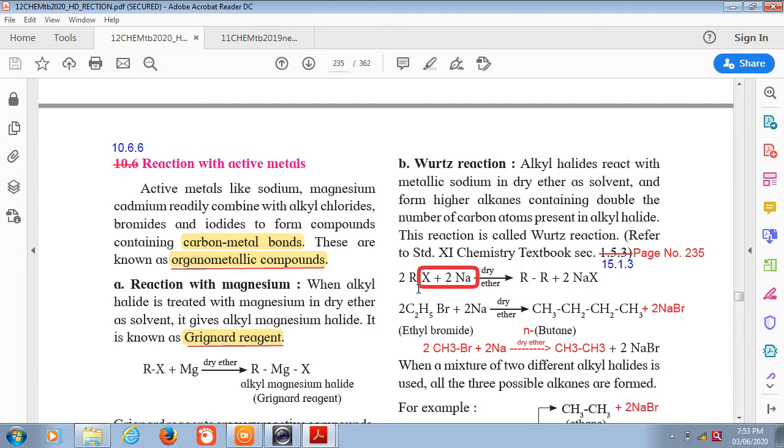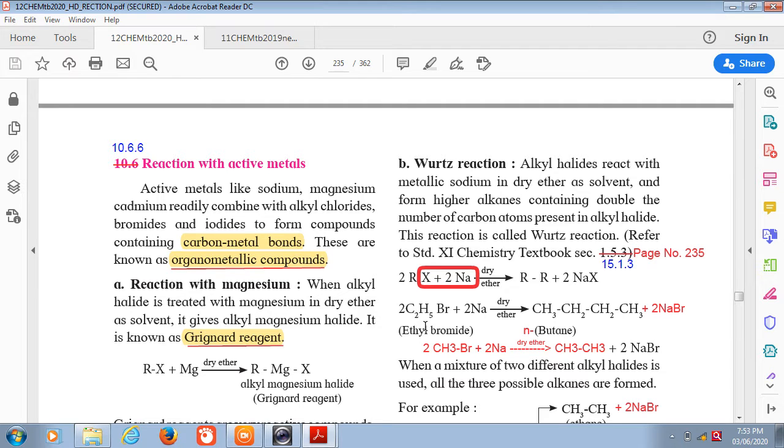So one R group from one molecule of alkyl halide reacts with the second R group of another alkyl halide to give R-R. So here the number of alkyl groups gets doubled, or the number of carbon atoms in your alkyl halide gets doubled if you choose one type of alkyl halide.